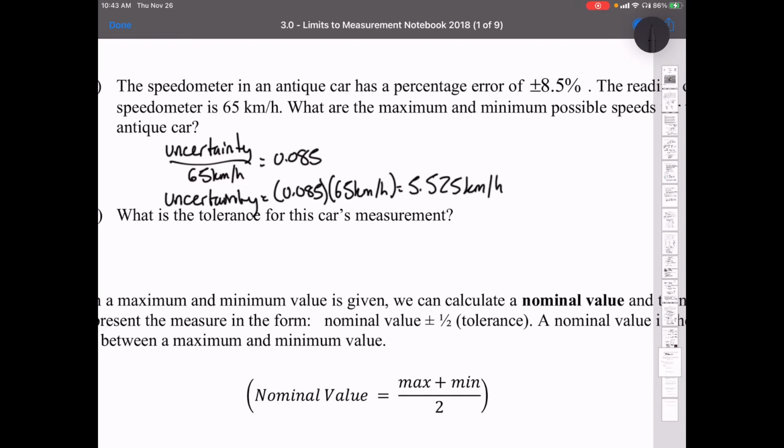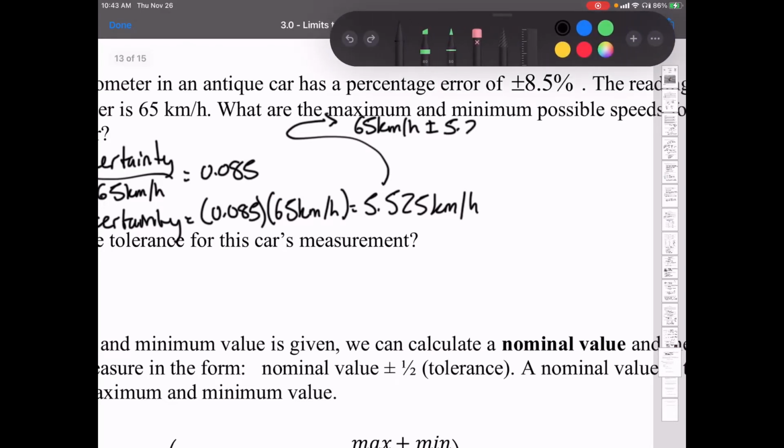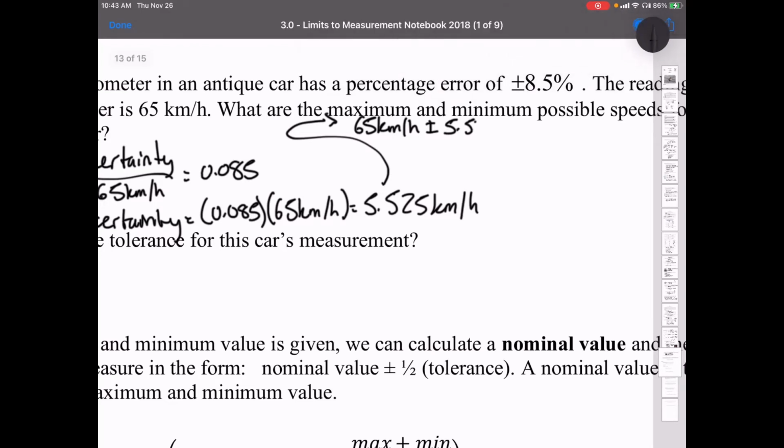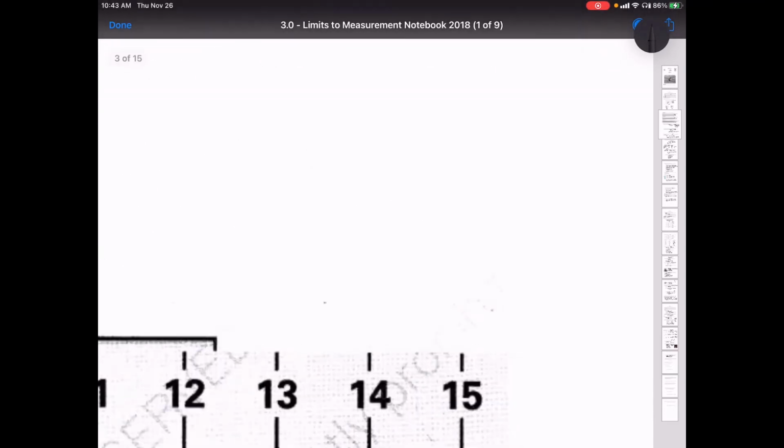Like so. So then we can figure out what our max and our min are by adding our uncertainty to our measurement. From this, we know that our tolerance interval is 65 kilometers per hour, plus or minus 5.525 kilometers per hour. So then we can figure out what our max is by just adding those.